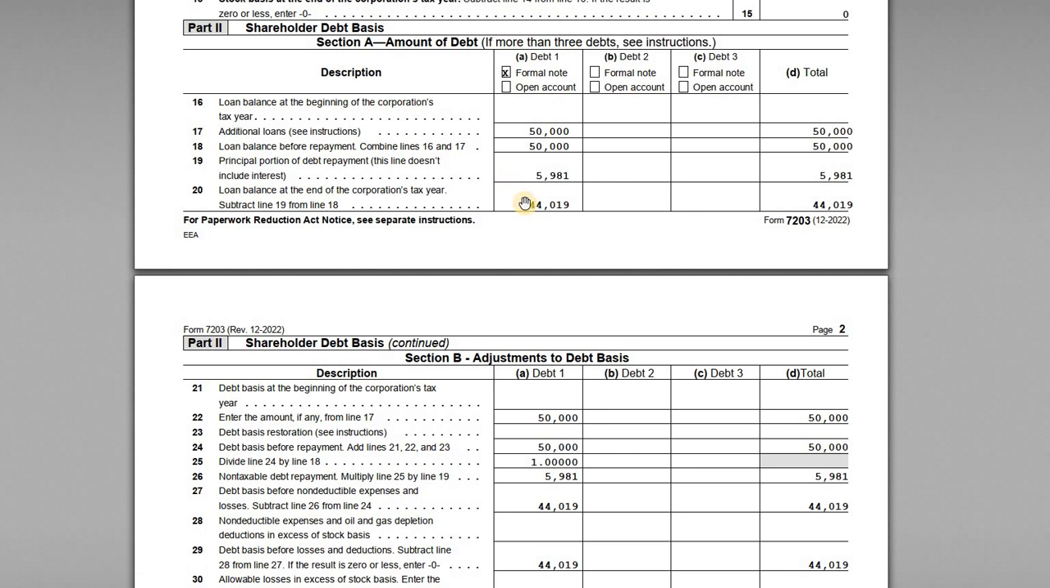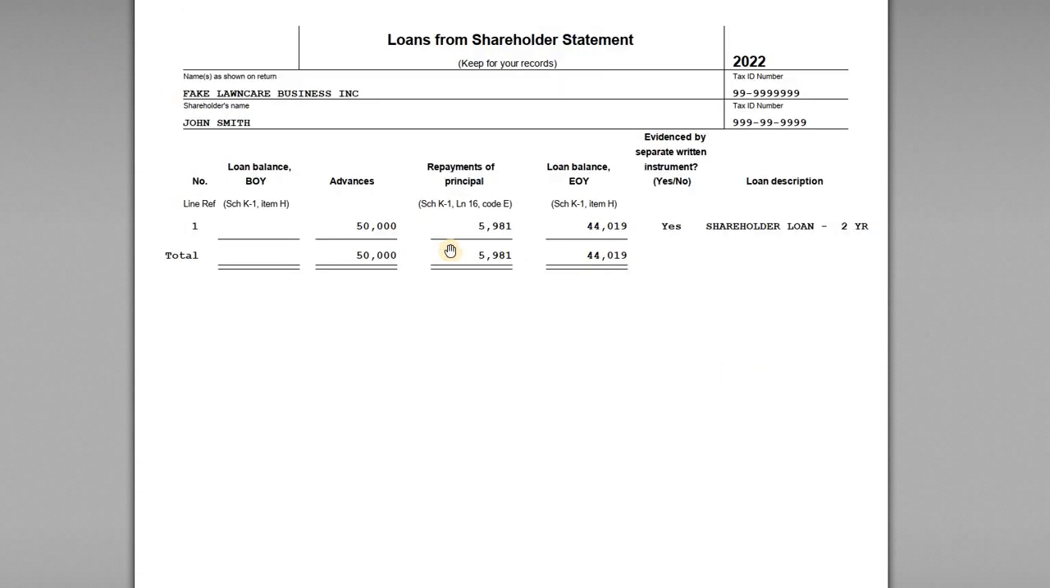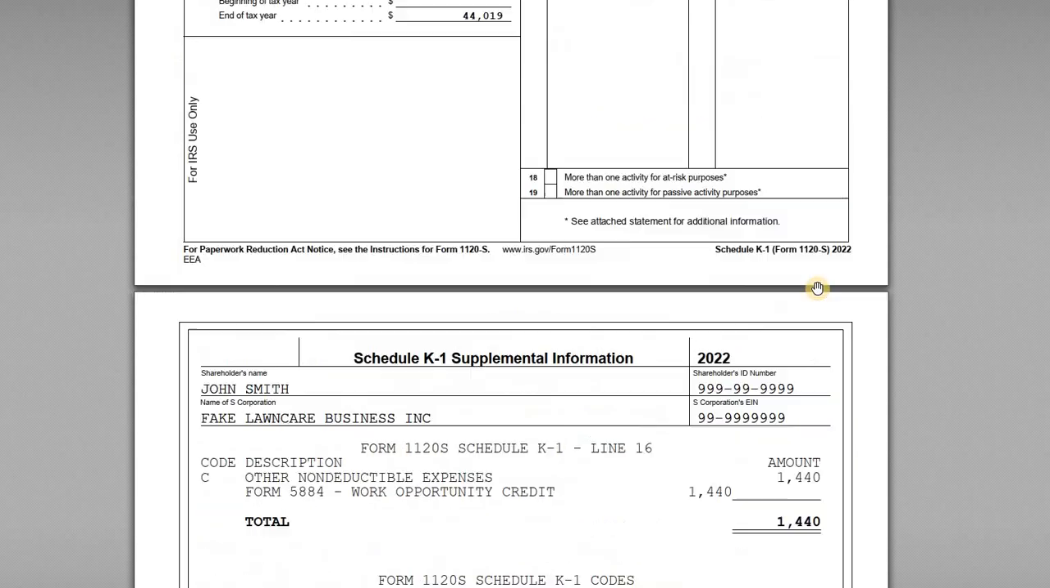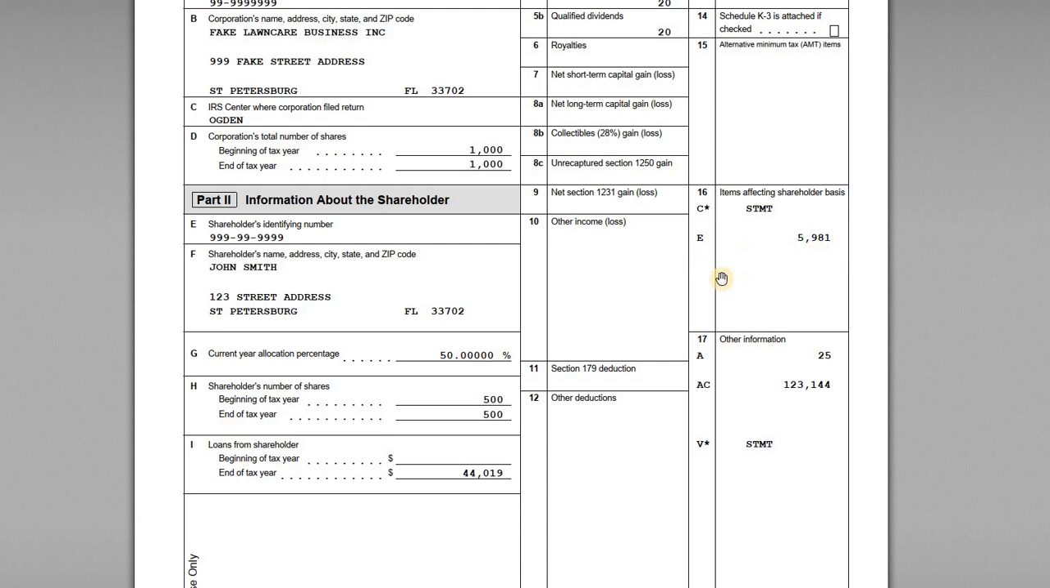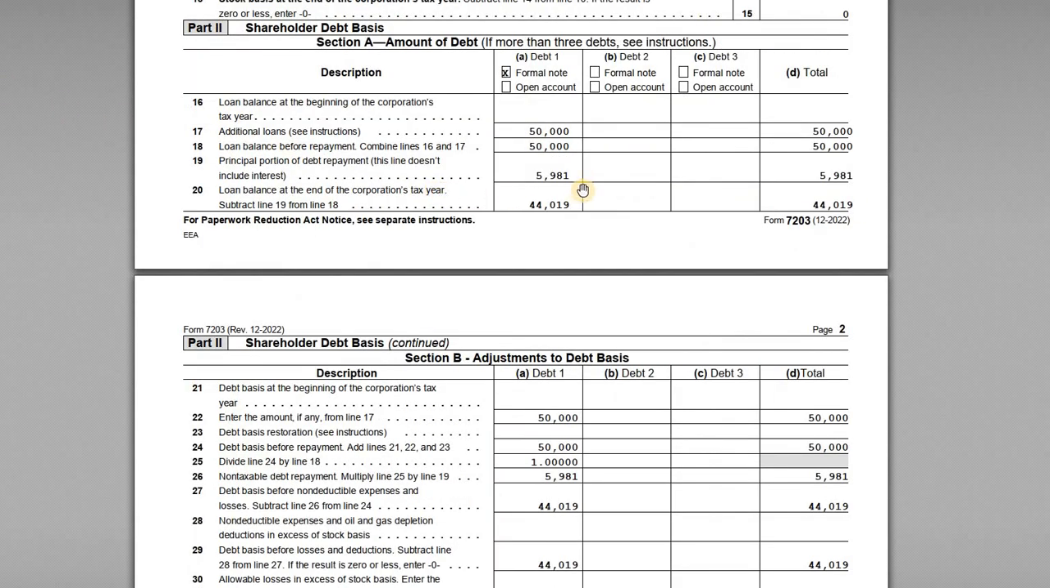So this amount, remember, this reconciles with the amount reported on the K1, right? $5,981, and that's also reported up here in line 16E, right? So $5,981 was the amount of the principal debt repaid, and so the loan balance at the end of the corporate year is $44,019. Now, this covers the amount of the debt, what happened during the year as far as money in and out.